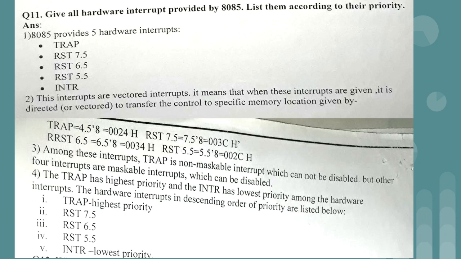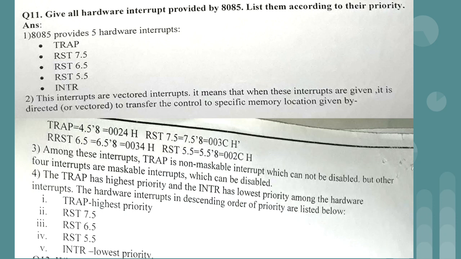After that, next instruction, that is RST 7.5. Because of this particular interrupt, our control will move to the memory location 003C. For RST 6.5, 0034. RST 5.5, 002C. So you should remember the numberings. Forget the 4.5, 5.5, 7.5, 6.5. Only remember these numberings, that is trap 0024, then 003C, then 0034 and then 002C.